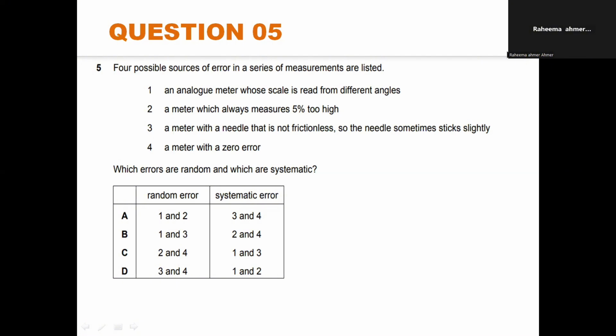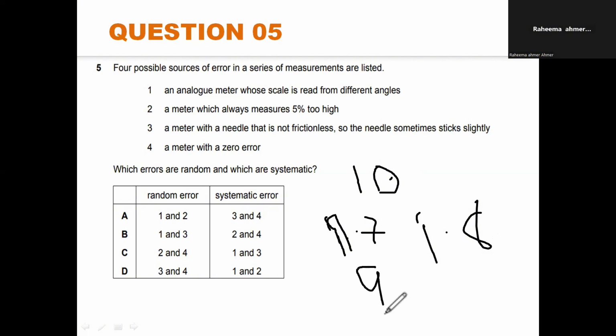For random error, the measurements can be above or below the true value. Let me give you a very good example. If the true value is 10 centimeters, for example, and you measure this with a meter rule, and you get the values 9.7, 9.8, then 9.4, and 10.1.